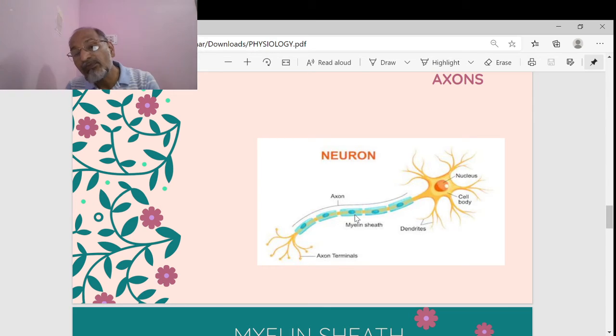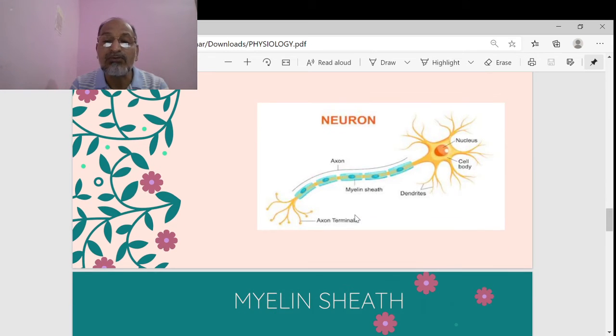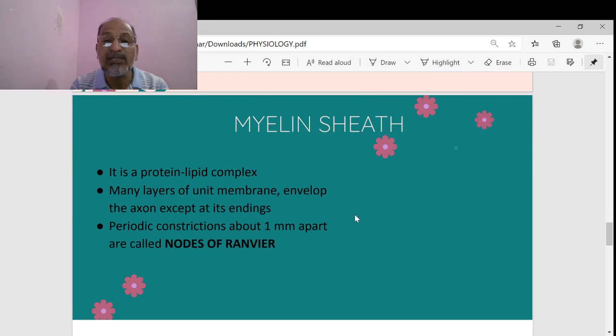And lastly, the axon terminates in the form of the synaptic knobs, and this myelin sheath has a constriction after every 1 millimeter gap, and that is called the nodes of Ranvier. We will discuss this in big detail afterwards.